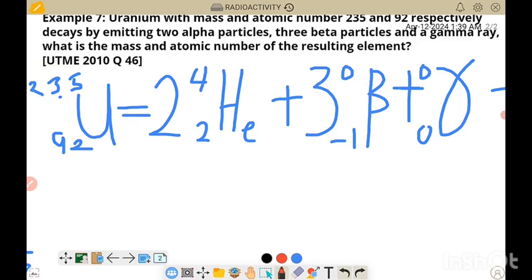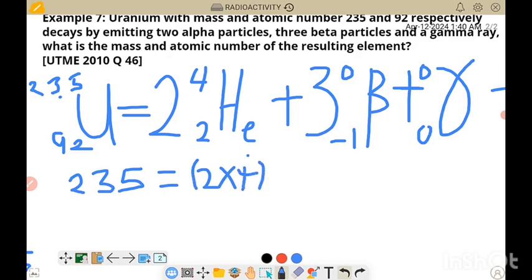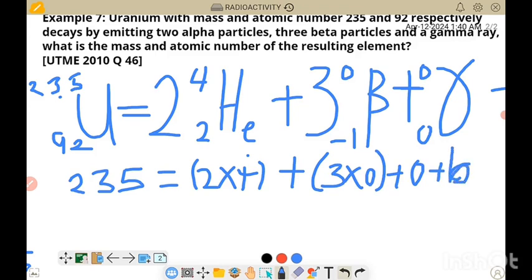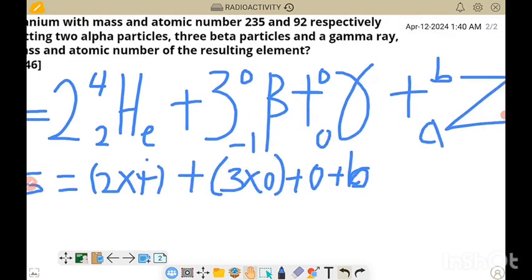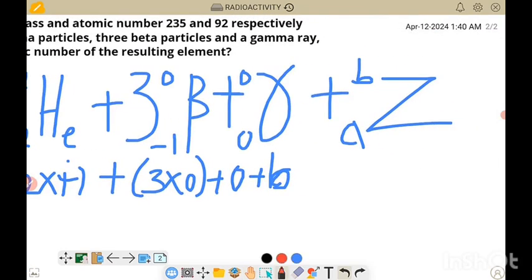Now mathematically, you can easily say your 235 will be equal to 2 multiplied by 4, that is the mass number here multiplied by these 2, now plus 3 multiplied by 0 plus 0 plus B. As you can see, what we have here is B, right? This is what we have here.